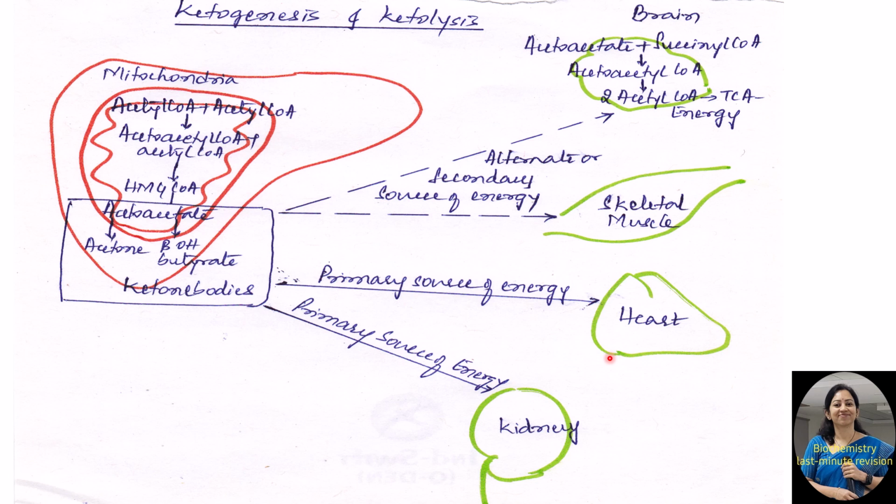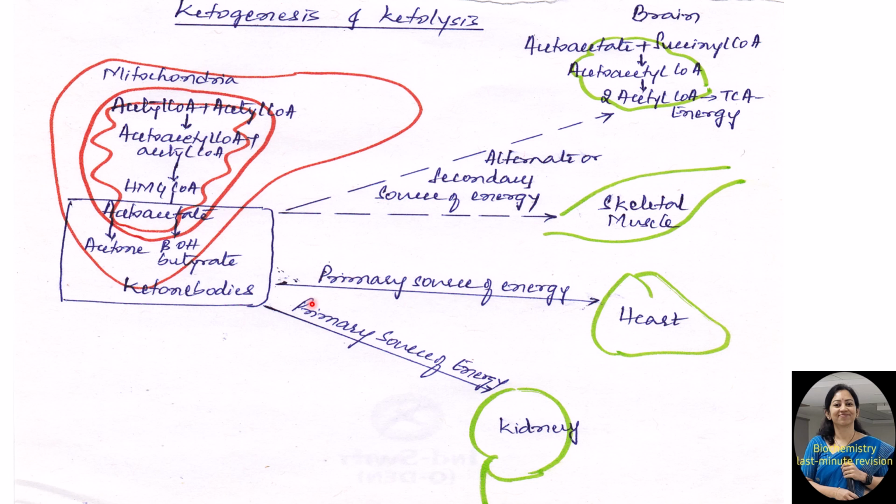Among the peripheral tissues, heart and kidney prefer ketone bodies as the primary source of energy. Even when glucose is available, they prefer ketone bodies, which they oxidize and utilize that energy for their metabolic functions. Whereas brain and skeletal muscle utilize ketone bodies as a secondary source of energy. They usually prefer glucose, and when glucose is not available in conditions of fasting and starving, brain and skeletal muscle utilize ketone bodies as a secondary source of energy.